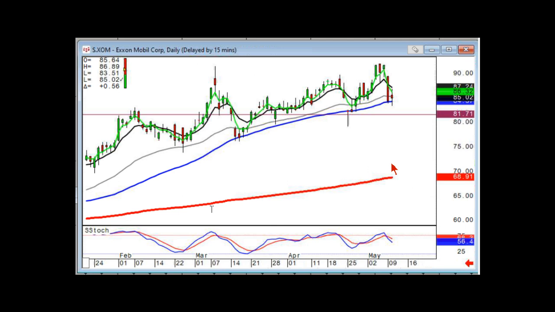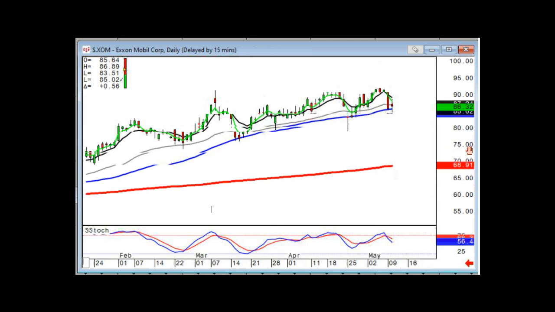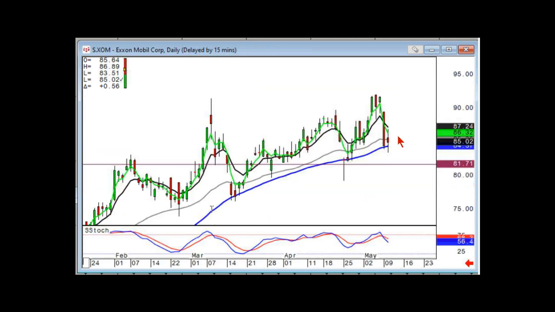ExxonMobil, that's a toughie because it's sitting right now on, or just above, the 50. If I was shorting this one, if I was not short already, I'd short it if it came down through today's low.